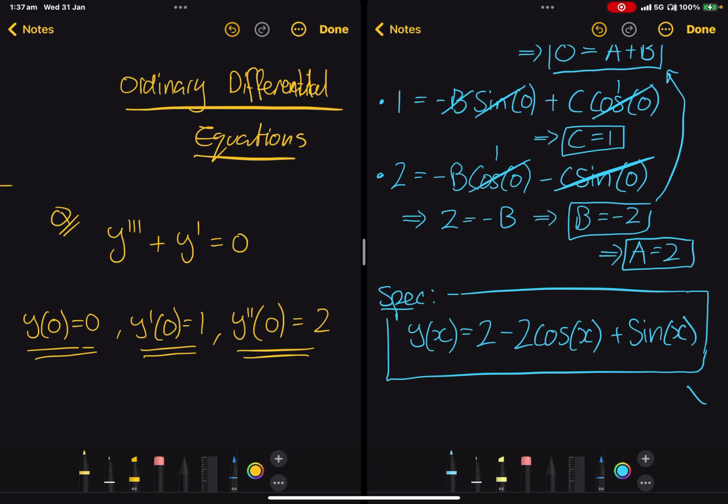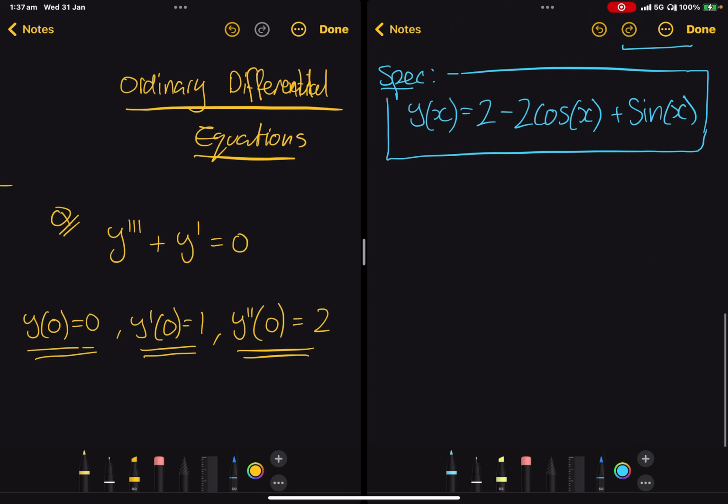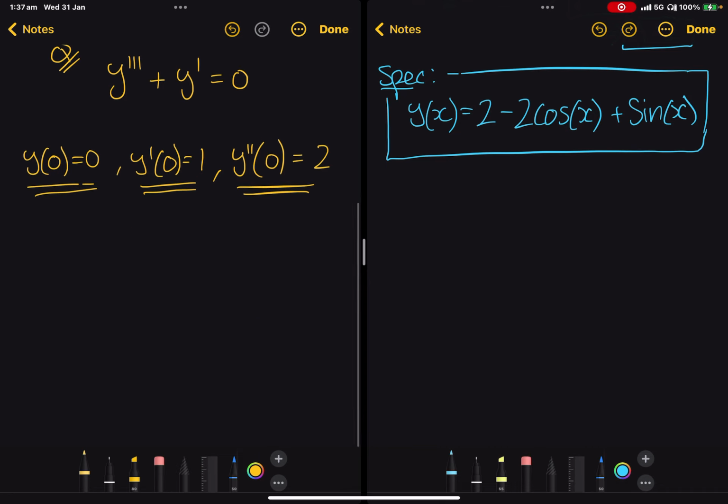And as we've done every time so far, we are going to take this specific solution, take its first derivative, take its second derivative, take its third derivative, plug the third derivative and the first derivative into the equation we've been given to check. So we now need to check that this actually works. So y prime of x is equal to minus cosine. Minus cosine will become plus sine. So this will be 2 sine of x. Sine x becomes cosine x plus cosine x.